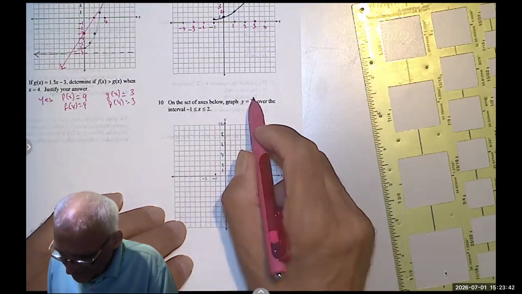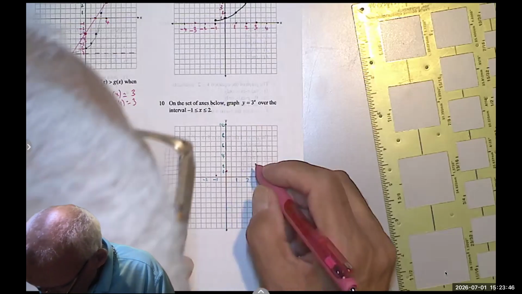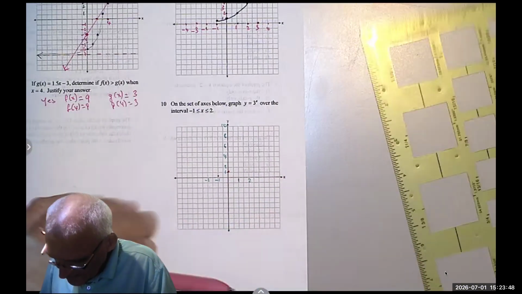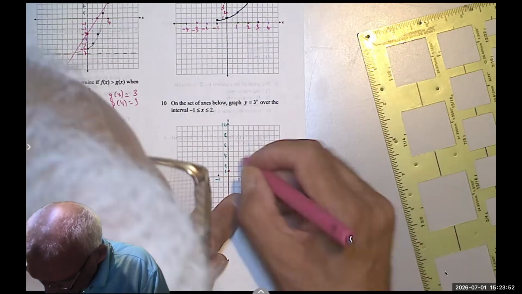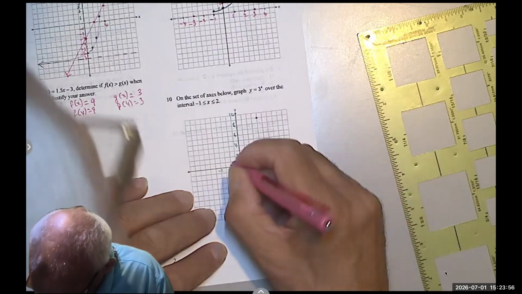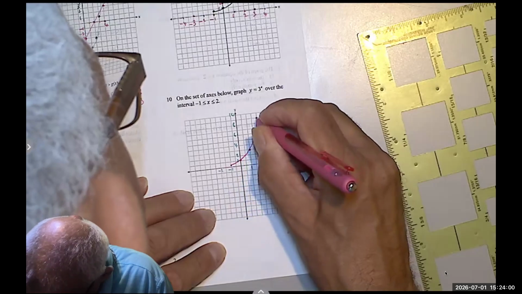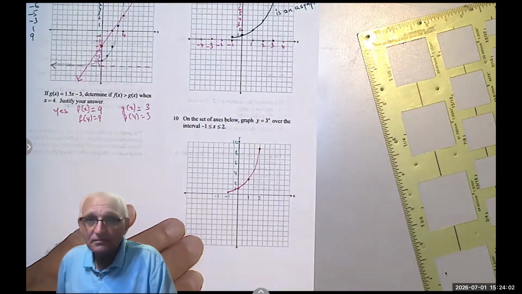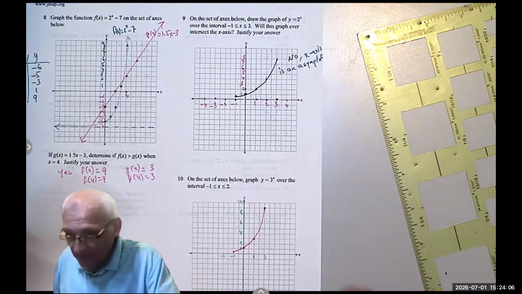At x equals 0, you get 1. At x equals 1, you get, oh, I'm sorry, yeah. Okay, at x equals 1, you get 3. At x equals 2, you get 9. And the graph would look something like that. Very simple. And there are no other questions.